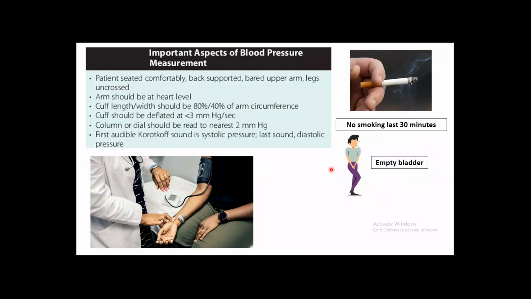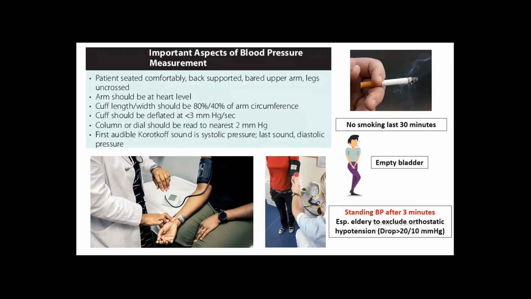We should also take 3 different measurements with a couple of minutes between each other, and take the average of the last 2 readings for recording of blood pressure. And for the first time, we should record on both hands, and if there is a difference between both hands, we take the higher one.